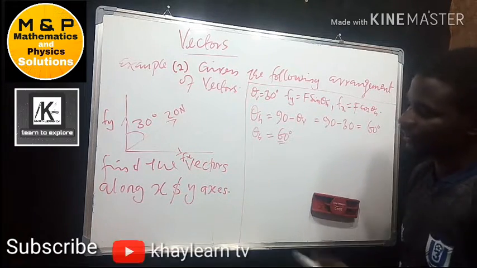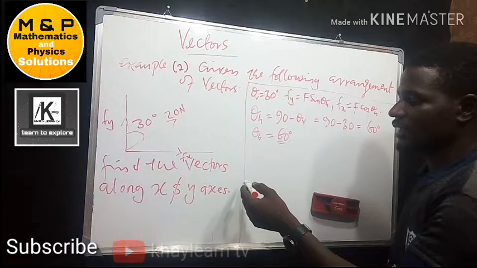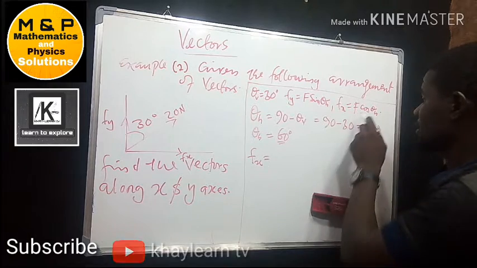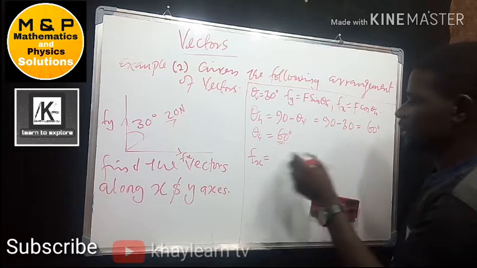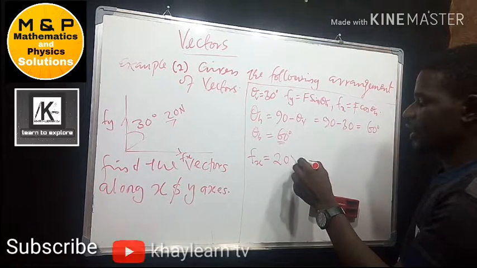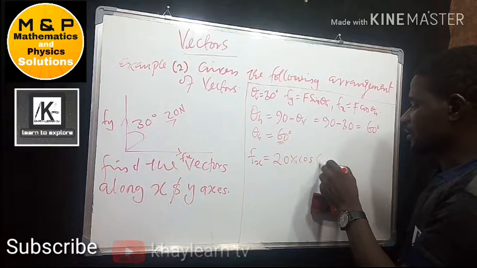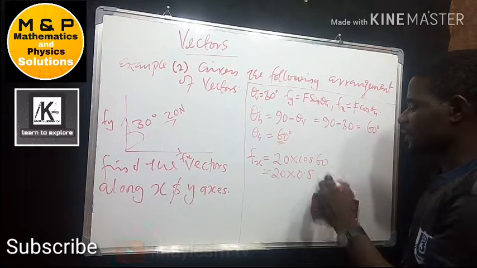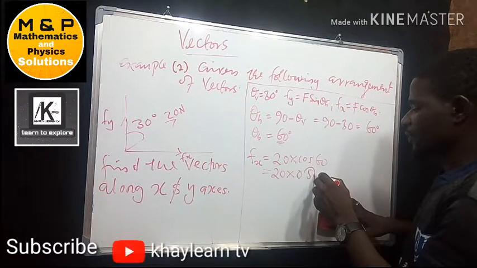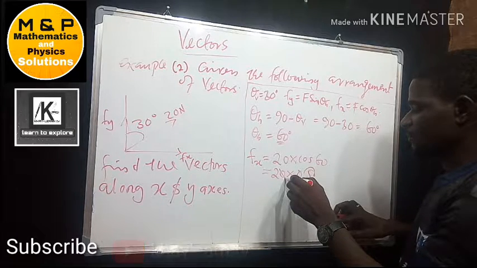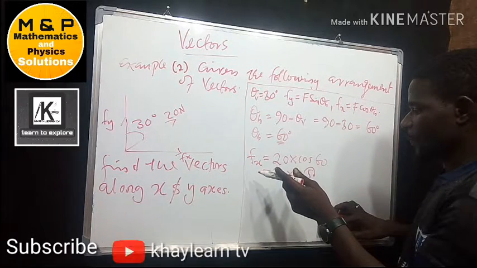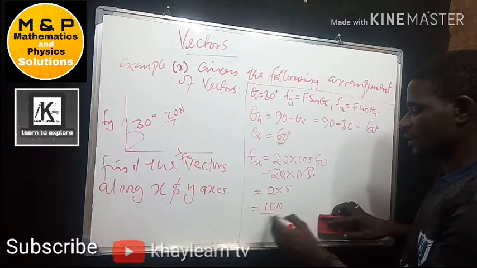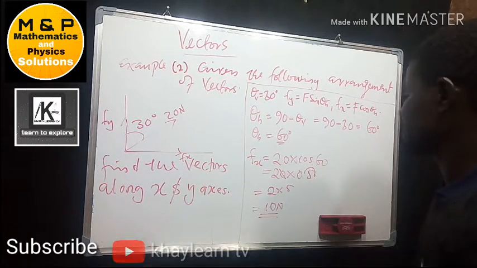Now, what is our horizontal component along the x-axis? F of x gives you R cos theta, and R is the same thing as F, which is 20, times cos 60. Cos 60 is 0.5. When you shift the decimal point to the front, you cancel one zero. So we have 2 times 5, which gives just 10 Newton, and this is the force directly along the horizontal axis.